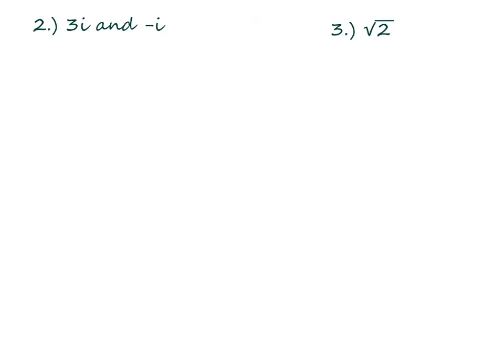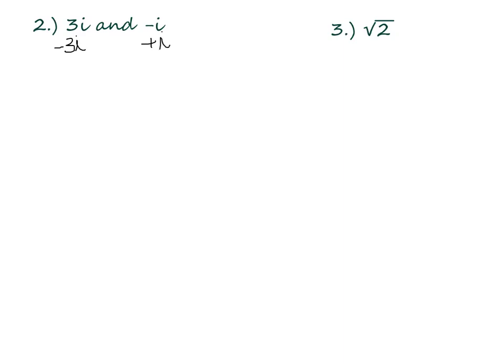Alright, let's take it to another level. For number 2, we're given these two roots, 3i and negative i. Well, again, according to the conjugate root theorem, if 3i is a root, then I know negative 3i is a root. And if negative i is a root, then I know that positive i is a root.